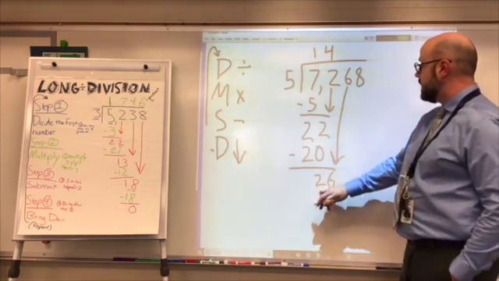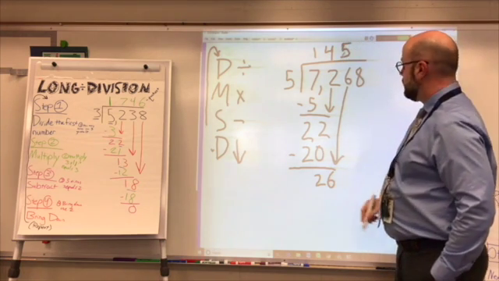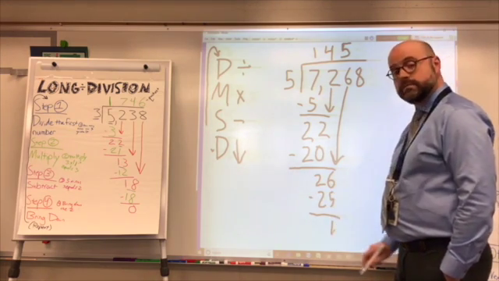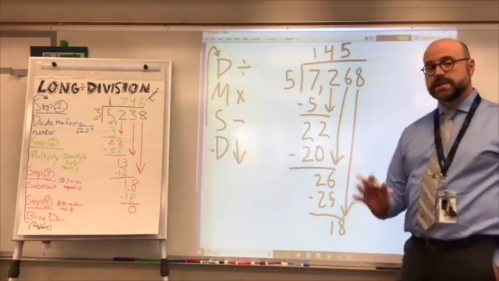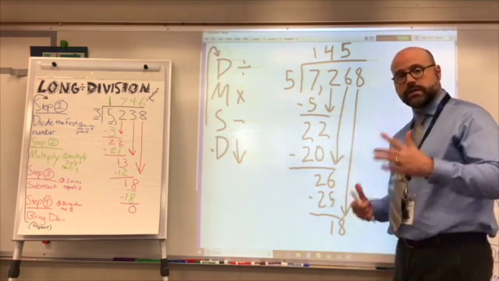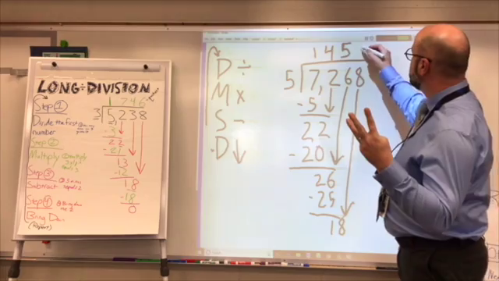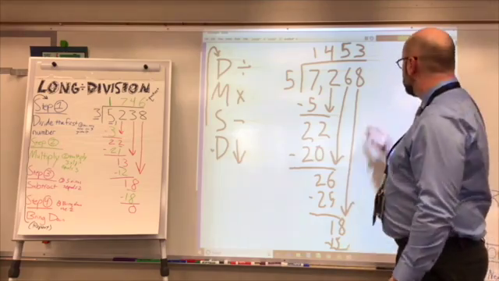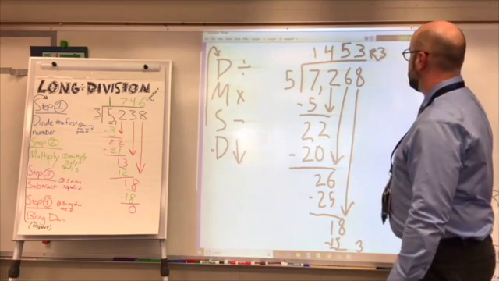Repeat. How many times is 5 going into 26? 4 times, oh no, actually 5 times, right? 5 times 5 is 25. 26 minus 25 is 1. Drop that 8. How many times is 5 going into 18? 5, 10, 15, 20. 5 times 4 is too much. 5 times 3 is 15. Subtract. 18 minus 15 is 3. Remainder 3.